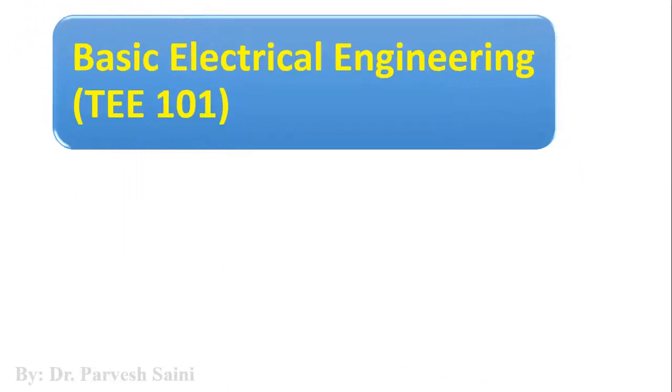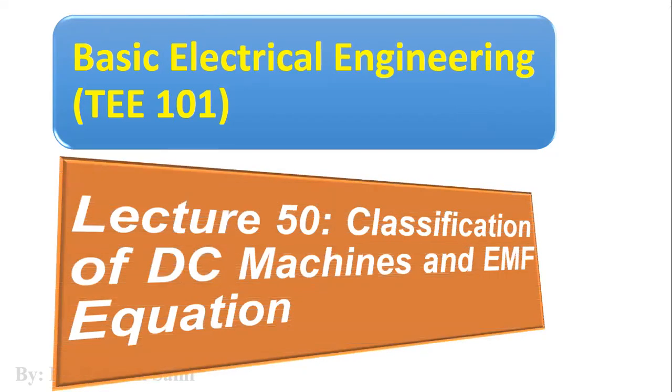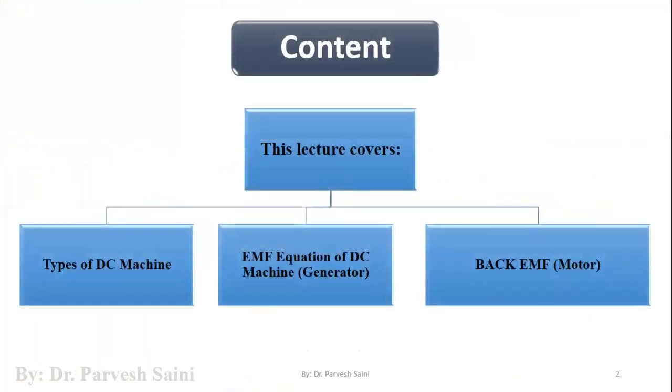So dear students, welcome to another lecture of Basic Electrical Engineering. In this lecture, we will discuss the various types of DC machines, and we will also derive the expression for the EMF equation in DC machine. So this lecture is dedicated to the discussion related to types of DC machine and EMF equation of DC machine for generator. And in case of motor, the same thing is known as back EMF. So we will see how we get the generated EMF and back EMF, right?